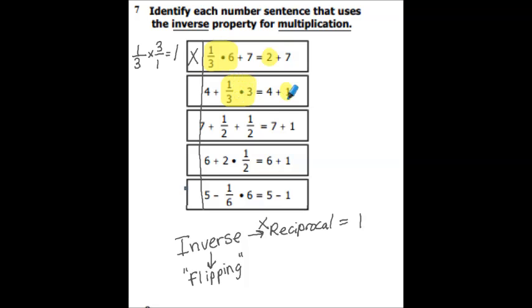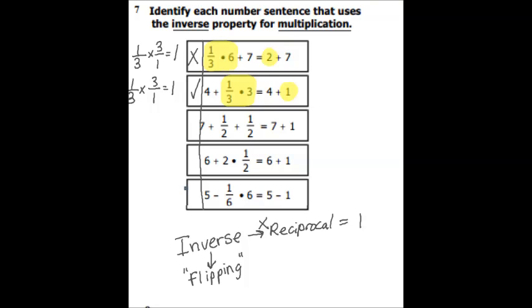In this next example, we see that 1/3 is being multiplied by 3, and our answer is 1. So we want to check that 1/3, and we flip it to give us 3 over 1, and that equals 1. And that's the situation that's being shown here.